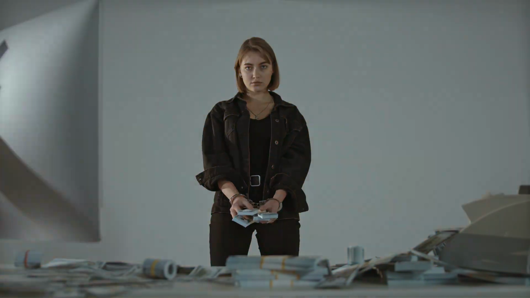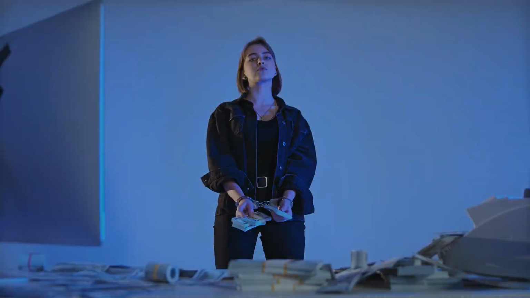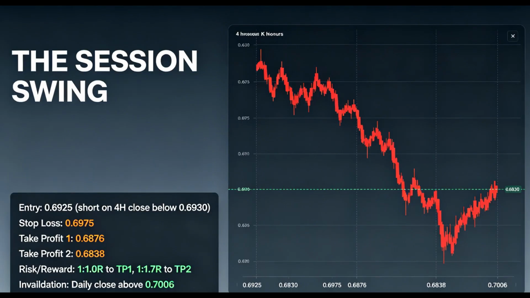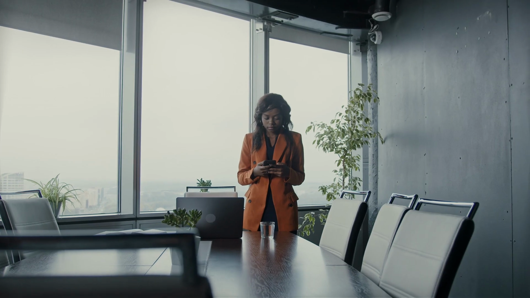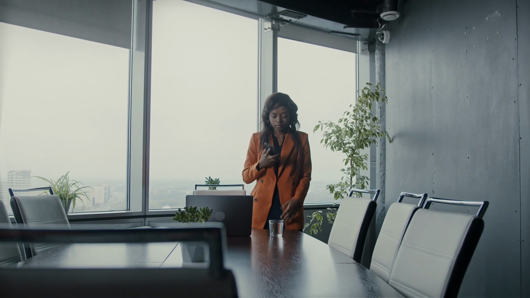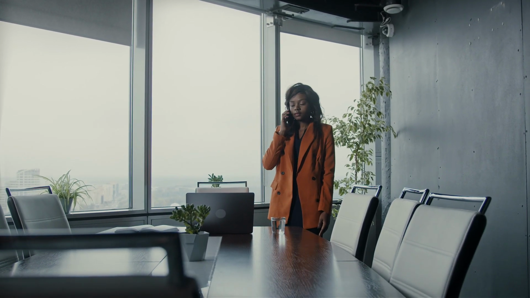The liquidity grab entry: 0.6925, 5M bearish engulfing after spike above 0.6930. Stop loss, 0.6948. Take profit, 0.6905. Risk, reward, approximately 1:0.87R. High win rate setup. Invalidation: void if 5M close above 0.6945 without reversal.